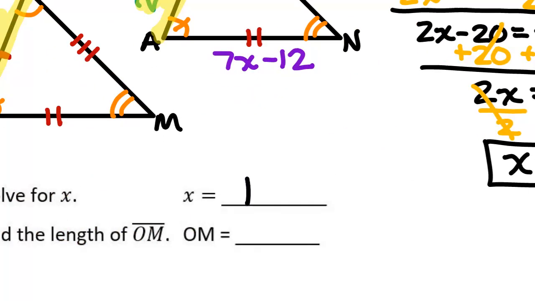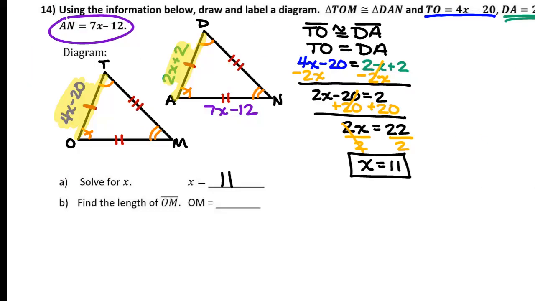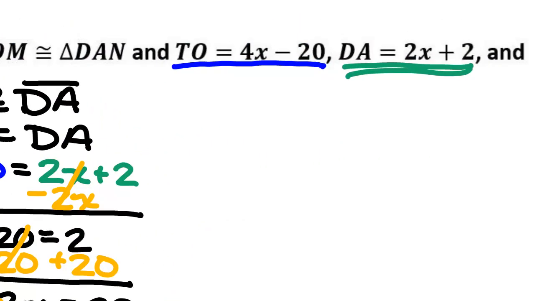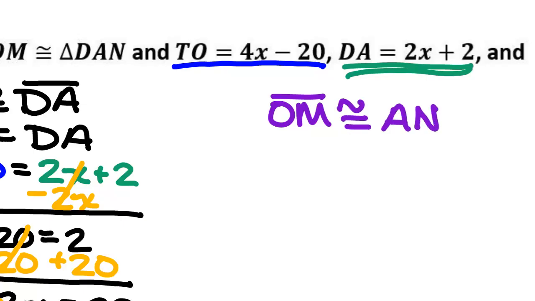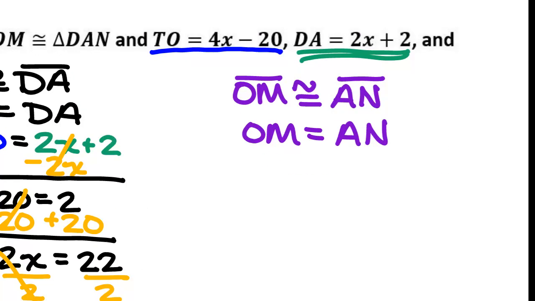They asked me to find one other thing on here. What else am I supposed to find? The length of OM, which is right here. I don't have an expression there, though. How am I supposed to find that? We set it equal to AN. Notice those are both marked with two congruence marks. That means that they are the same size. So segment OM is congruent to segment AN. The length of segment OM is equal to the length of segment AN.